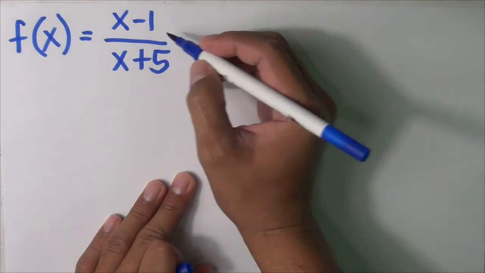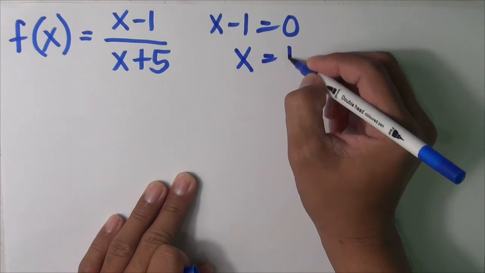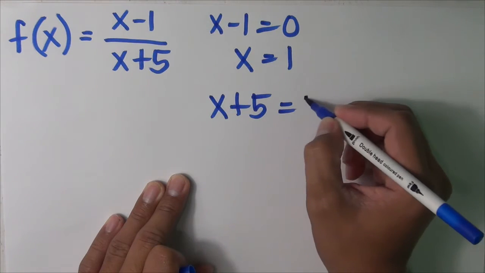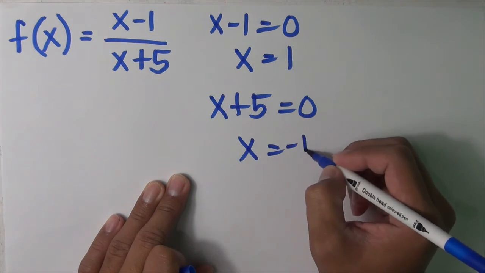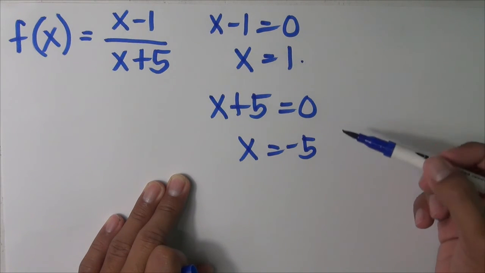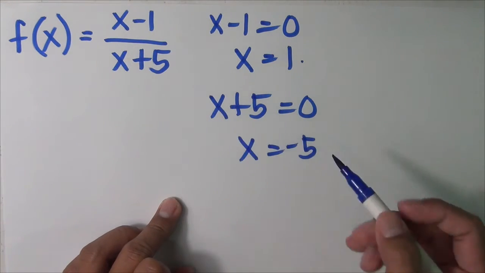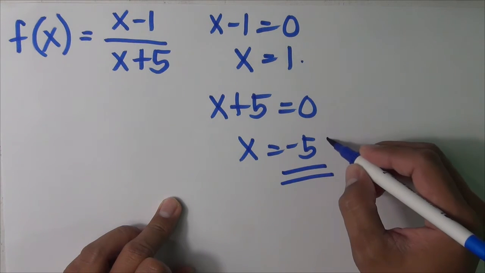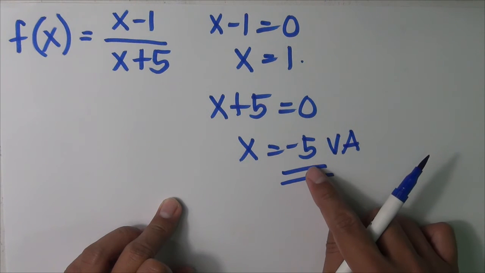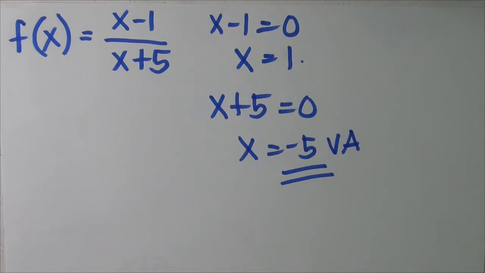Let's start with the numerator. Our numerator is x - 1. x - 1 = 0, so x = 1. For the denominator, x + 5 = 0, so x = -5. The zero of the numerator is 1, and the zero of the denominator is -5. The vertical asymptote of this rational function is -5, since the value is the zero of the denominator but not of the numerator. So -5 is our vertical asymptote.